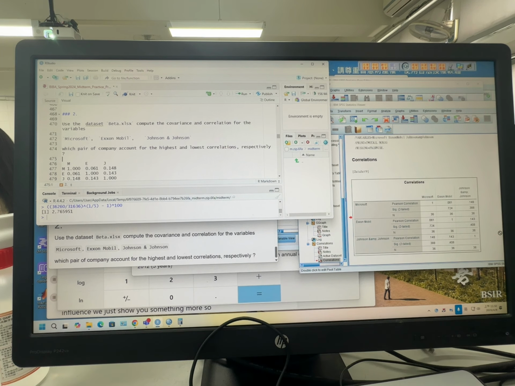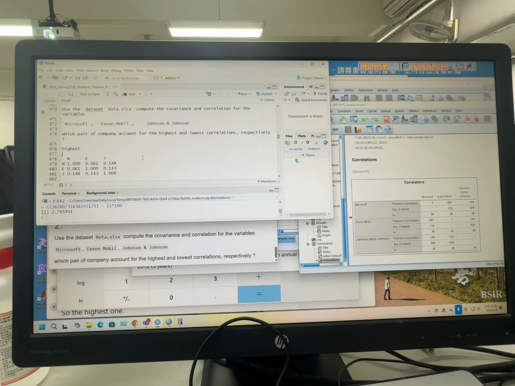So which pair of companies has the highest correlation? The pair has to be two. So the biggest number is 0.148. So the highest one is MJ. It's Microsoft, so the correlation is 0.148. And the lowest is, okay, 0.061, is ME. That's it.